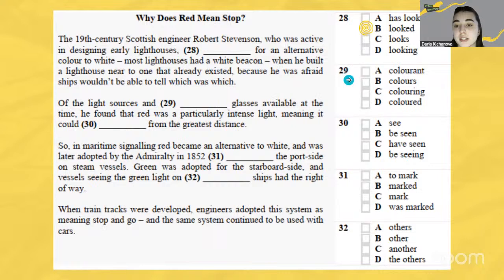Number 29, we have with you colorant, colors, coloring, and colored. There we may see different parts of speech. Adjectives, nouns. So now let's think what we need here. Okay, I can see D. Okay, good. Other answers?